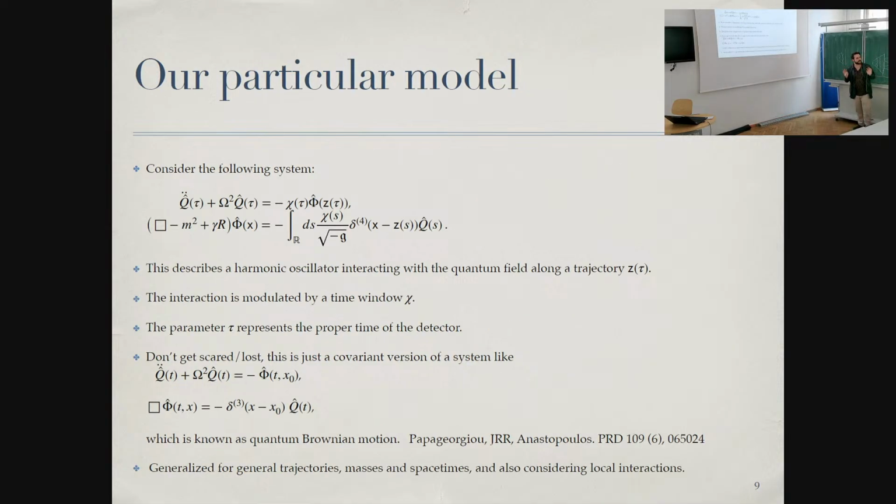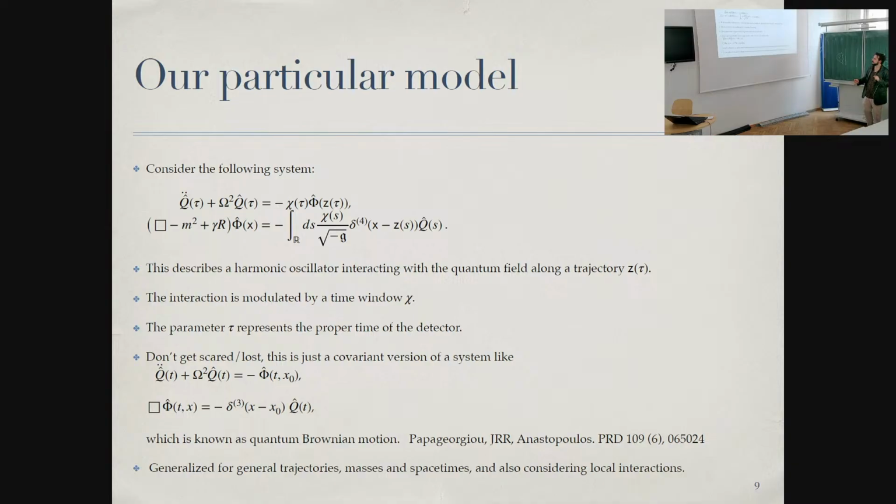For the time being, let's focus on a particular model. There's the model I want to talk about today. There's the one that we propose that puts together many of the pieces. So imagine that I have a harmonic oscillator evolving along what I'm going to interpret as its own proper time that couples along a trajectory, z of tau, with a field amplitude. And the interaction is modulated by a time window that I'm calling here.